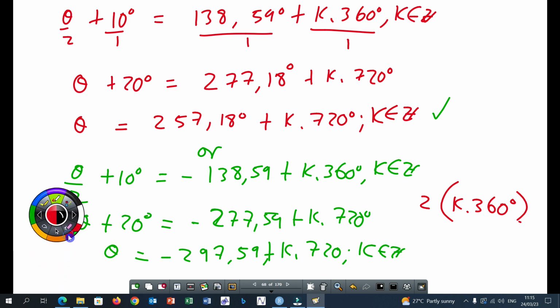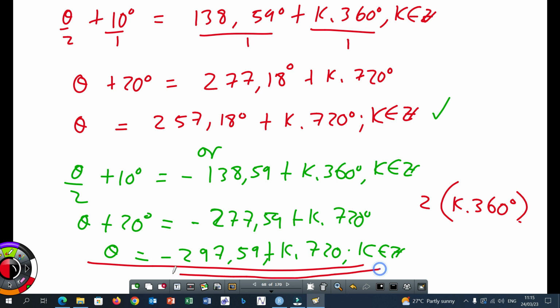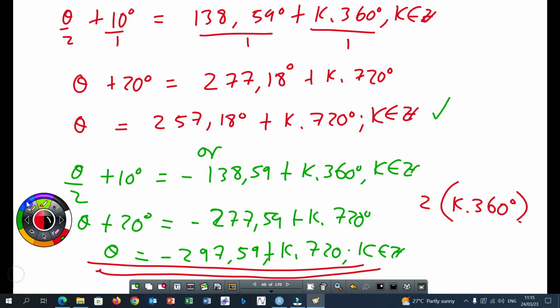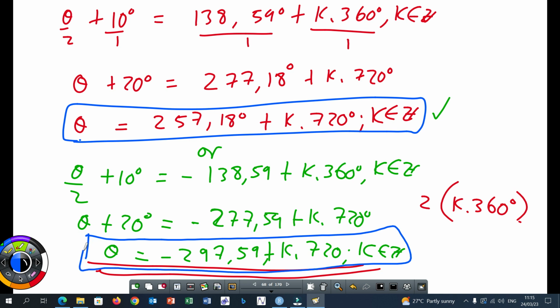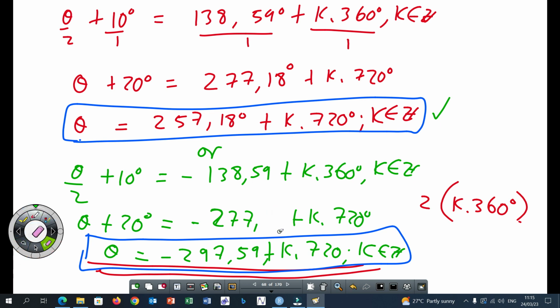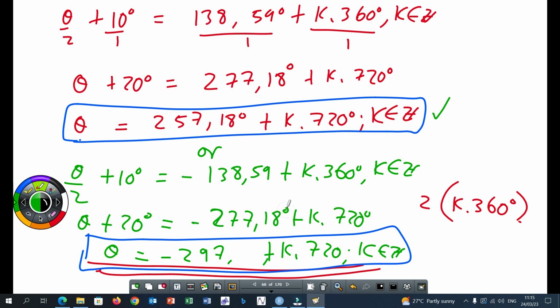So we have our 2 general solutions, this one here, and that one there. So these are our 2 general solutions. These 2. Yes? So, one is 277,18. This one should be 18. So where would you get your mark?